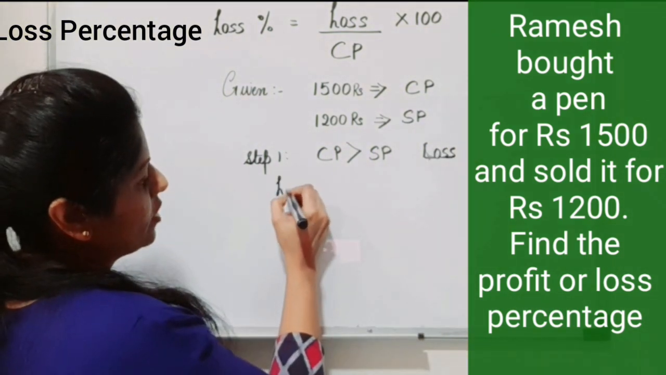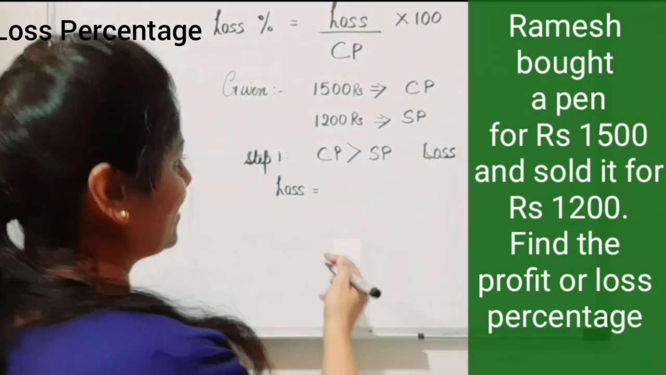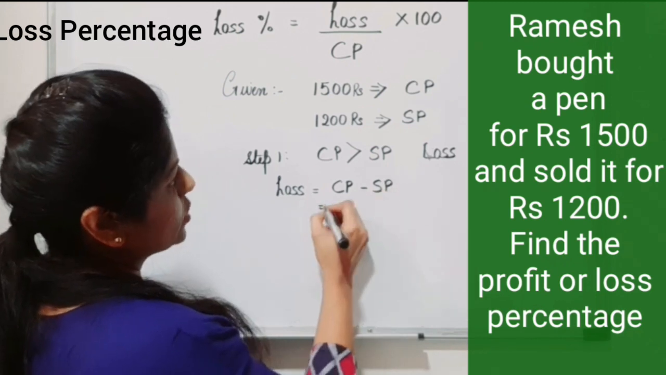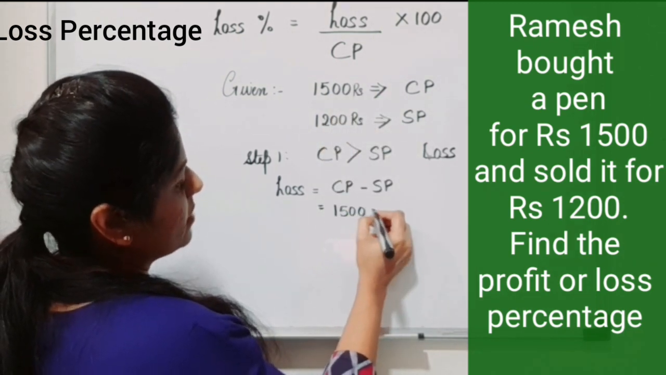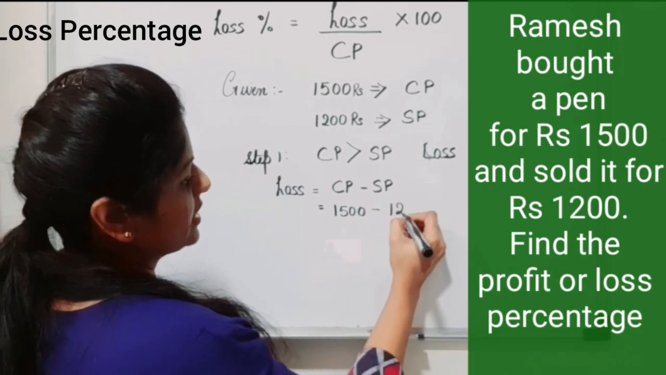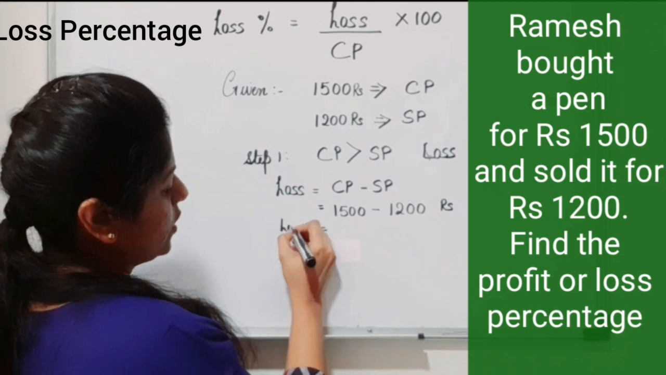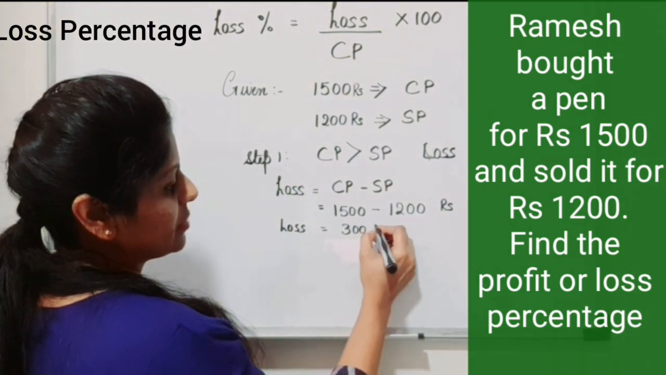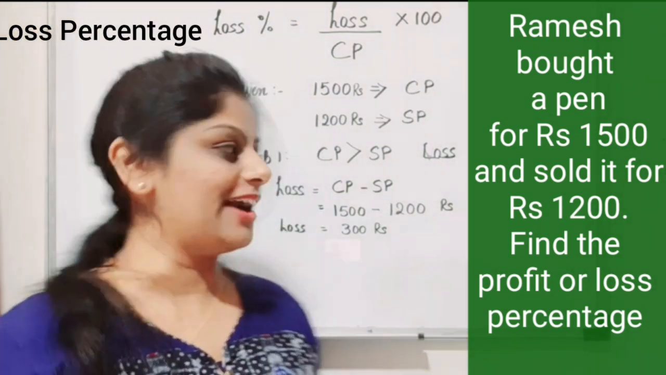Therefore, what is the formula of loss? We have already seen in our previous video that loss is equal to the bigger value, which in this case is CP, minus SP. So, value of CP is 1500 minus value of SP is 1200 rupees. So, loss is equal to 1500 minus 1200, which is nothing but 300 rupees. So, there is a loss of rupees 300.